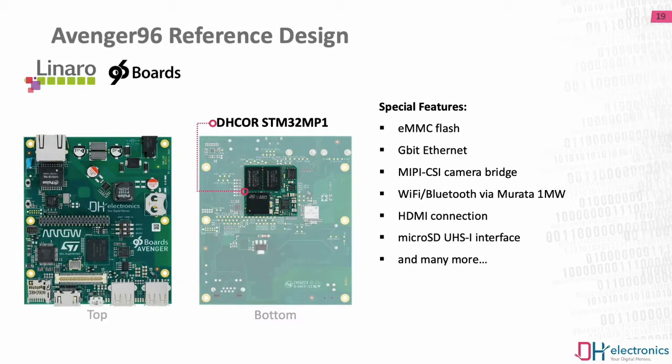So if you're interested in the system module and you would like to start building your own prototype and proof of concept, you can do this very easily with the Avenger96. The Avenger96 is our reference design we've done last year together with Arrow and STMicroelectronics to highlight all the capabilities of the STM32MP1. It is equipped with many peripherals like an eMMC flash, a gigabit Ethernet PHY, a CSI bridge for interfacing a camera, or maybe a Wi-Fi and Bluetooth connection. We're also having HDMI and a micro SD socket and many more. And who knows, maybe one of these interfaces might be interesting in your application too.